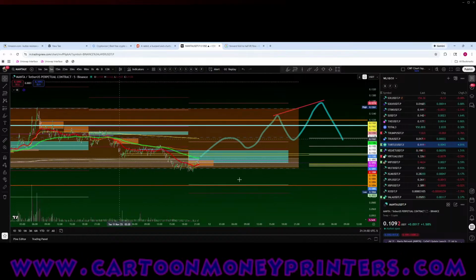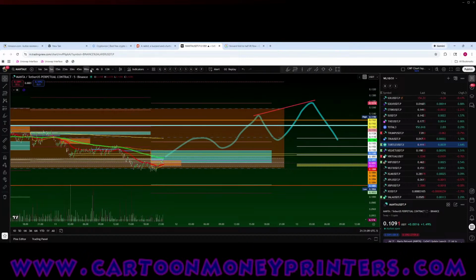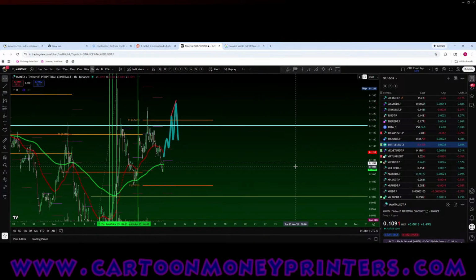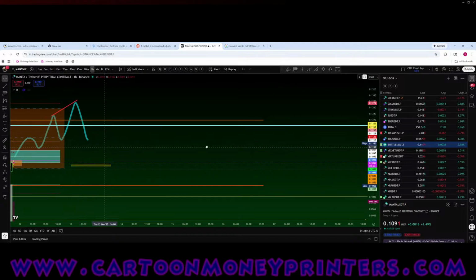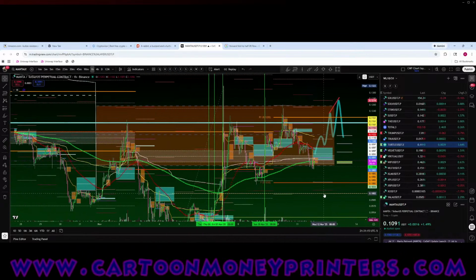You can get a clearer picture on Manta if you zoom out. If you look at the higher time frames and then zoom into the lower time frames, then you might get a better idea of where the price projection is going to be.